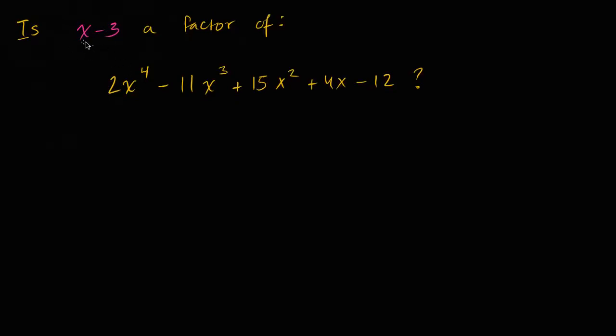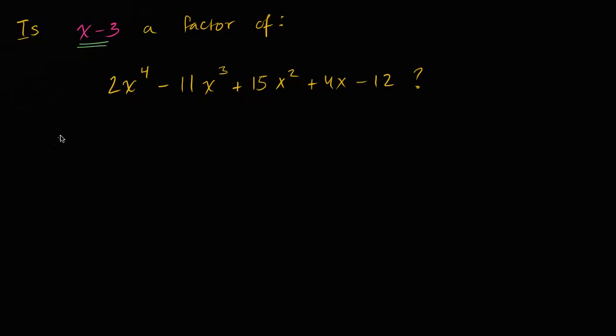So we're asked, is the expression x minus 3 a factor of this fourth degree polynomial? And you could solve this by doing algebraic long division, by taking all of this business and dividing it by x minus 3, and figuring out if you have a remainder. If you do end up with a remainder, then this is not a factor of this. But if you don't have a remainder, then that means that this divides fully into this right over here without a remainder, which means it is a factor.